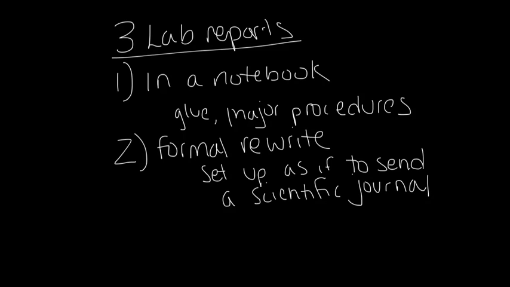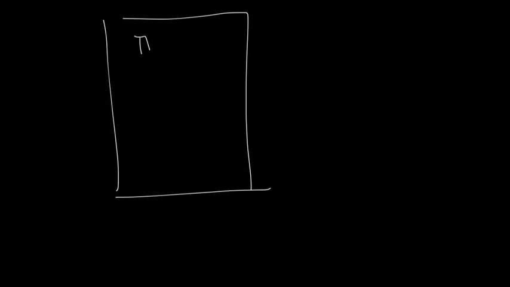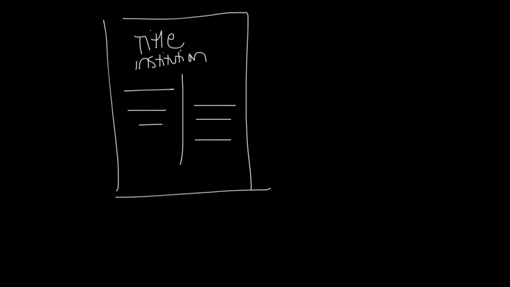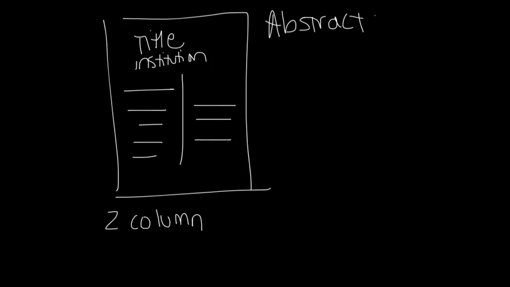So I'll provide a handout on the specifics of what that would look like, but this would mean things like having your title, your institution, so your published work. You would have a 2-column format, and the new thing would have an abstract. So the abstract would be a new part, and the abstract has to do with a summary of your work.